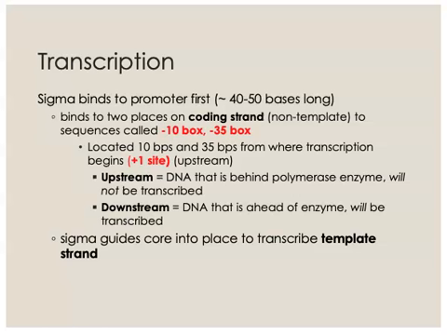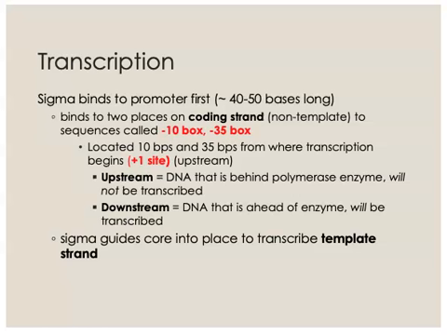So when sigma binds to the promoter, it's actually binding to two particular regions of the promoter. And we give these names. We talk about the -10 box and the -35 box of the promoter. Now, sigma is actually binding to the coding strand. And then it's going to guide the core in so that it's at the right location on the template strand to begin transcription.